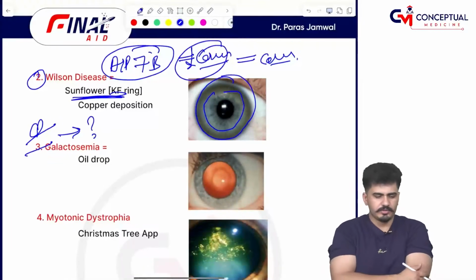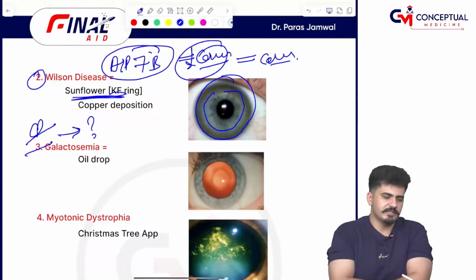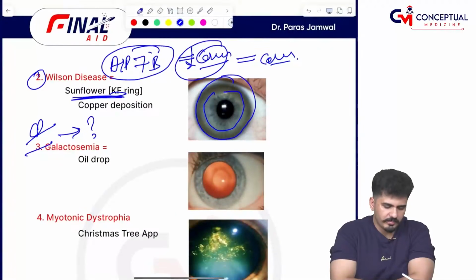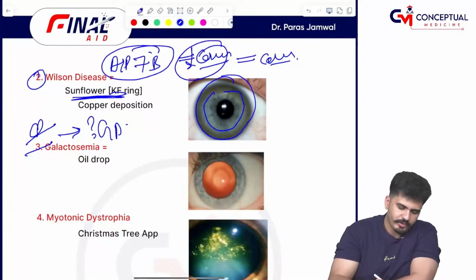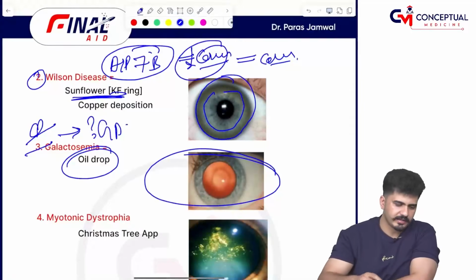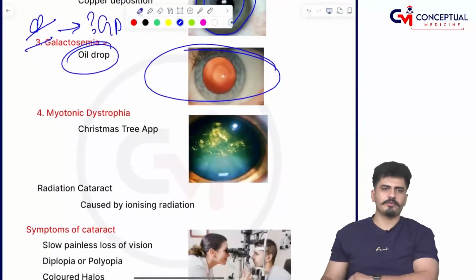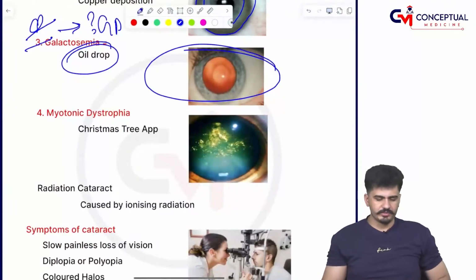In galactosemia, which enzyme deficiency are we talking about? GALPUT. And what we are seeing right here, sir, is oil drop cataract. Next is myotonica dystrophica, where you are going to see Christmas tree cataract, sir.